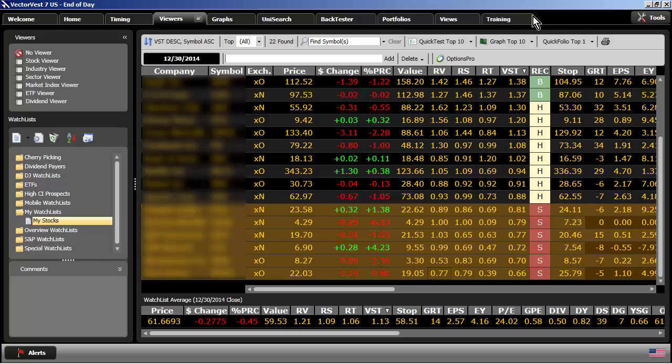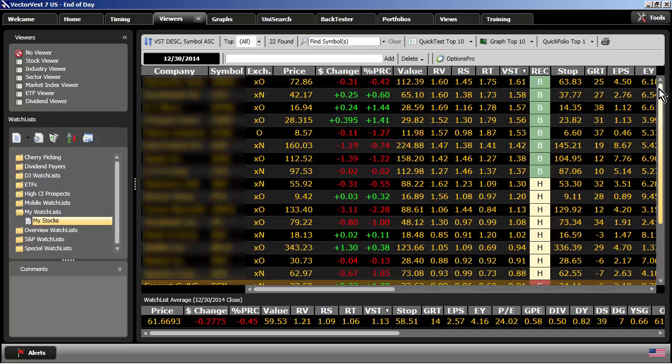The stop price is also used in the buy recommendation because the first rule for a buy is that the price has to be higher than the stop price. The second is that the price of the stock has to be moving away from that stop price. The RT has to be above 1, and the VST has to be above 1. So basically, a stock has to work pretty hard to get a buy rating from VectorVest. And the hold just means wait until the rules are met to turn it into a buy or a sell recommendation. Now we've come to the big test.